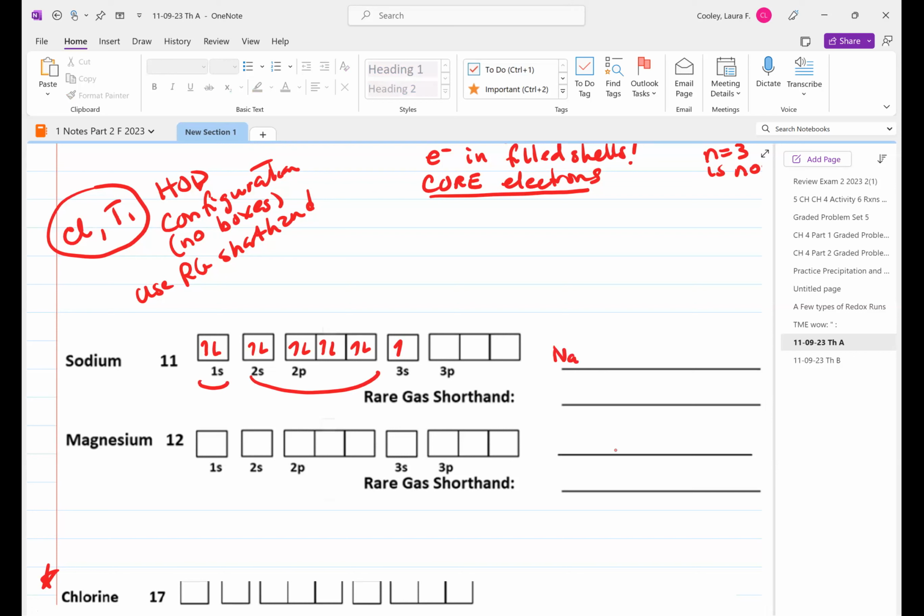So Na will be neon 3s1. Or if you wrote the whole thing, okay, magnesium is really quite the same, except you have 12 instead of 11. So it would be neon 3s2.